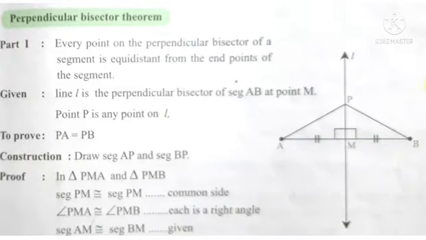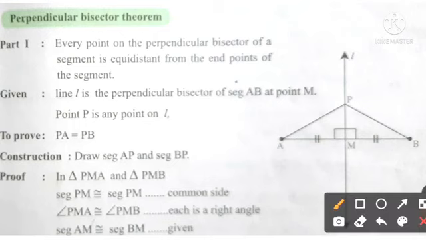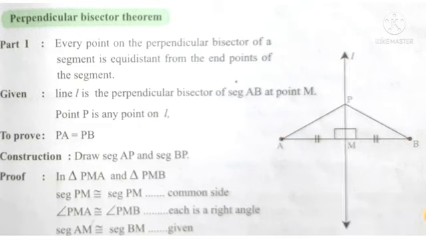Now one more concept you remember, the perpendicular bisector theorem. What is the perpendicular bisector theorem? Every point on the perpendicular bisector of a line segment is equidistant from the endpoints of the segment. Here segment AB is the line segment and line L is the perpendicular bisector of AB.